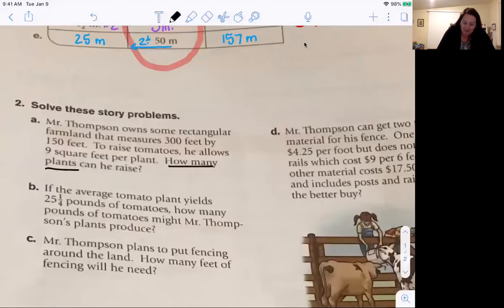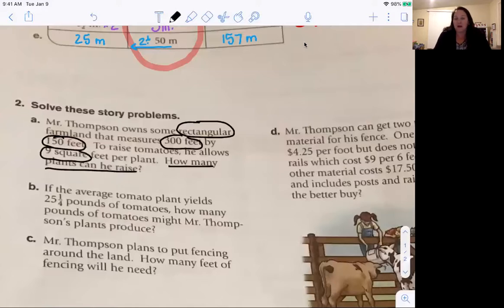Okay. Now, super important information. Remember I said when I read that word, rectangular land. So who has rectangular land? And it measures 300 feet, that's my length, by 150 feet, which is my width. And then to raise them, he allows 9 square feet per plant. Now that's important, but that's not important till the end. So we're going to come back to that, okay?